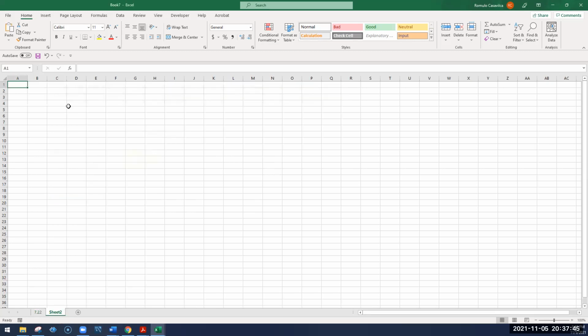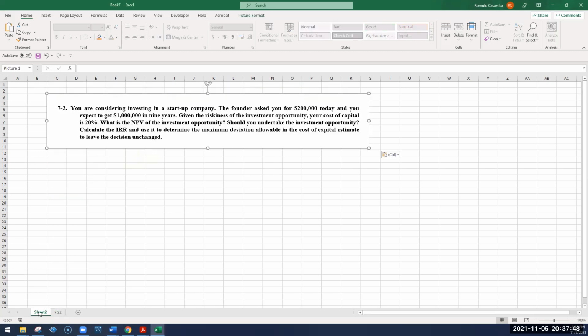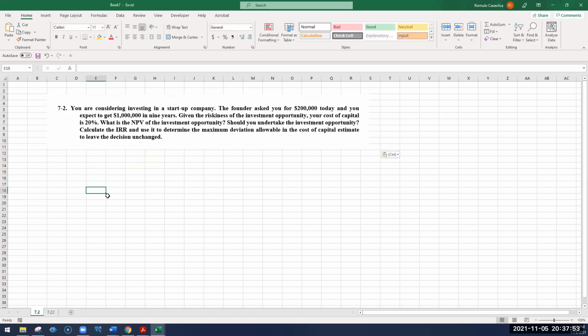Let's do this one. So this one is also another NPV problem. We have an investment of 200 million. And it says that at year 9, you will get this money, which is 1 million. So here's 0. And also the rate is 20%.